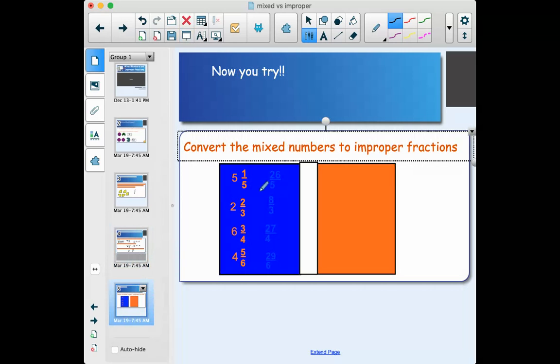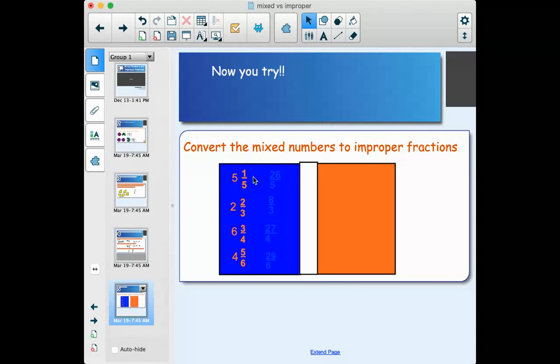Okay, so let's do this first one here together, and then I'll see if you can do the next 3 on your own. Okay, so 5 and 1/5. We start out by multiplying. 5 times 5 is 25, and then plus 1 is 26. Denominator doesn't change, so I get 26/5. Let's check it. 26/5. There we go.